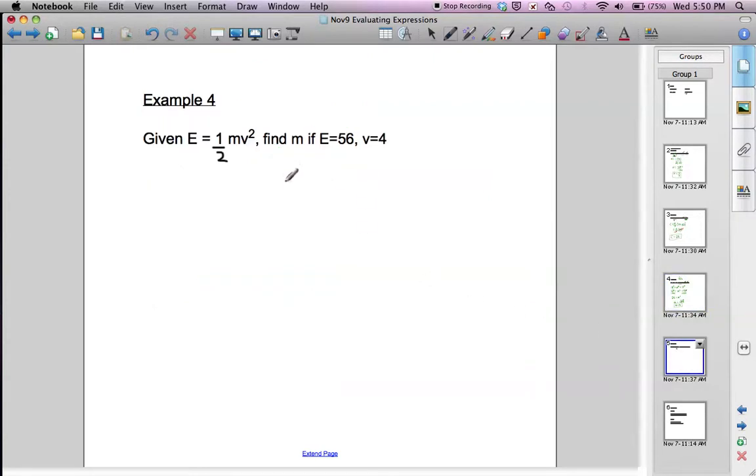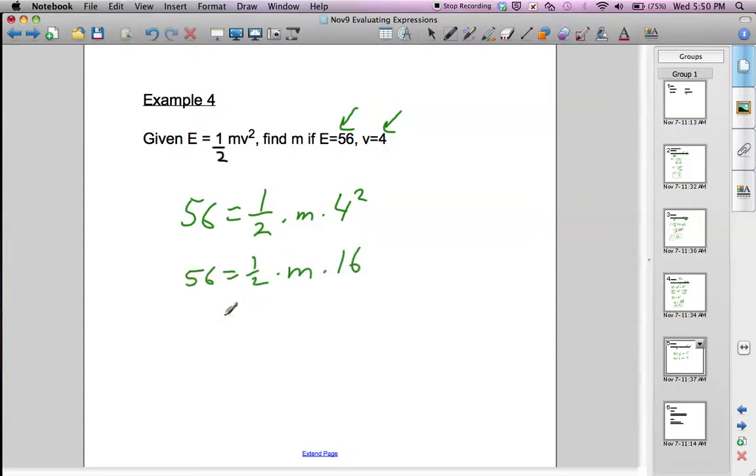Okay, one more example. This is also from science. Energy equals half mass times velocity squared. Find m if the energy is 56 and the velocity is 4. So let's substitute those values. E is 56, so we're going to have 56 equals half times m. V is 4, so that's times 4 squared. That's going to give us 56 equals half times m times 16.